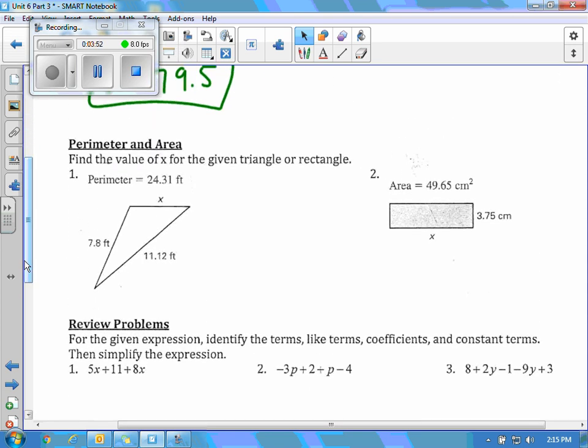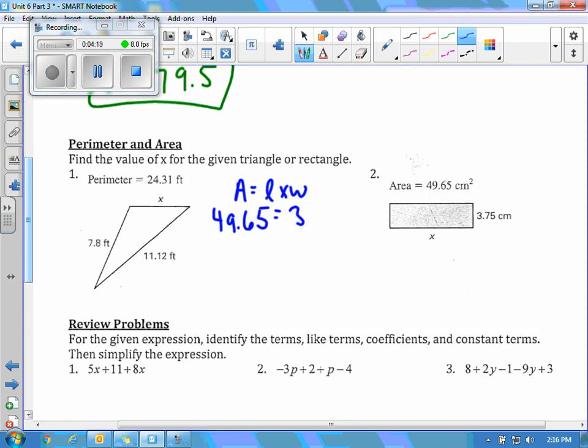On the next part, it says find the value of x for the given triangle or rectangle. So for number 1, they give you the perimeter and a triangle. They want you to find the missing side. I'll let you guys do number 1. For number 2, they give us the area of a rectangle, and they give us one side but the other one's missing. So just to review, area is length times width. So I'm plugging in what I know. My area is 49.65. My length is 3.75, and my width is x. So if you look at the variable, I'm multiplying, so to solve this, I need to divide both sides by 3.75.